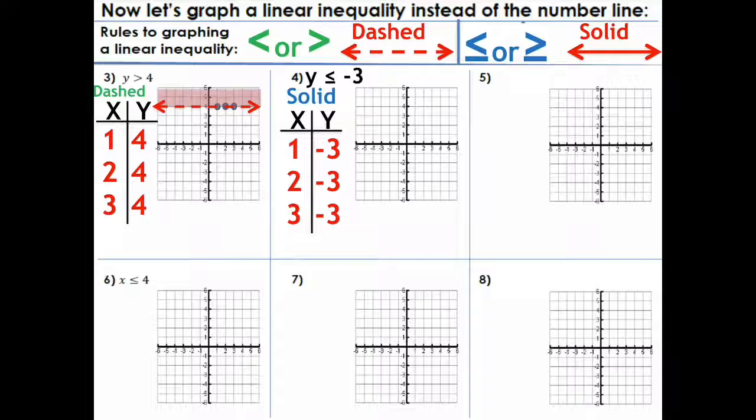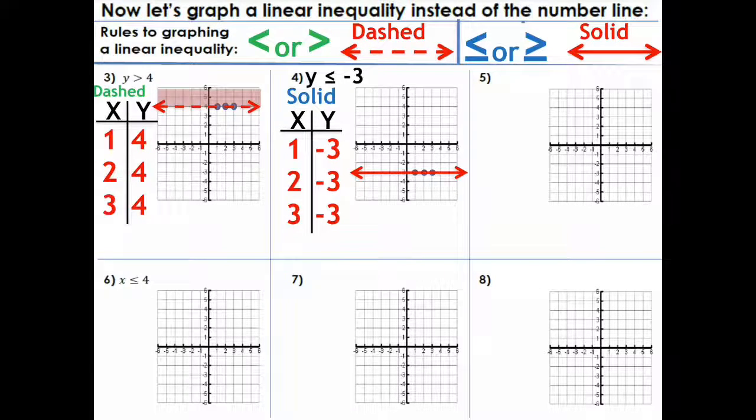So we're going to go ahead and plot these points. Here's 1, negative 3, 2, negative 3, and 3, negative 3. Now we're going to make this a solid line, so you would just make a regular line, which is just drawing it without any spaces in between. And then you have to figure out what side to shade.